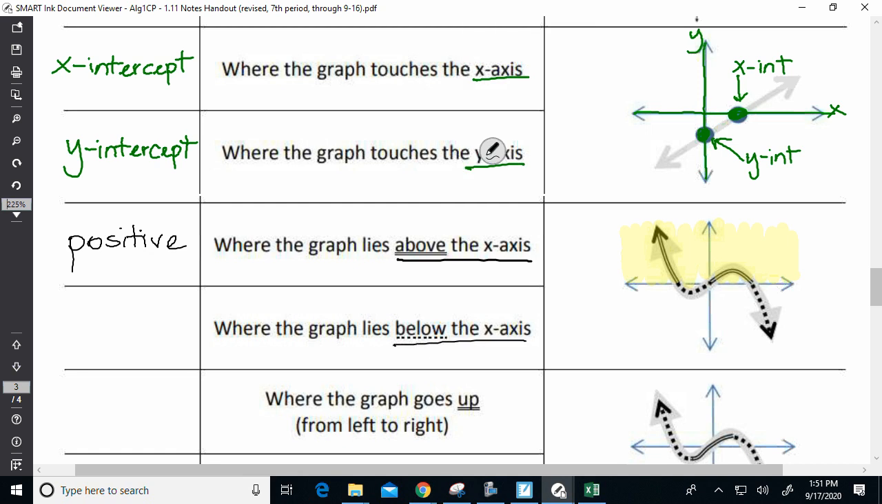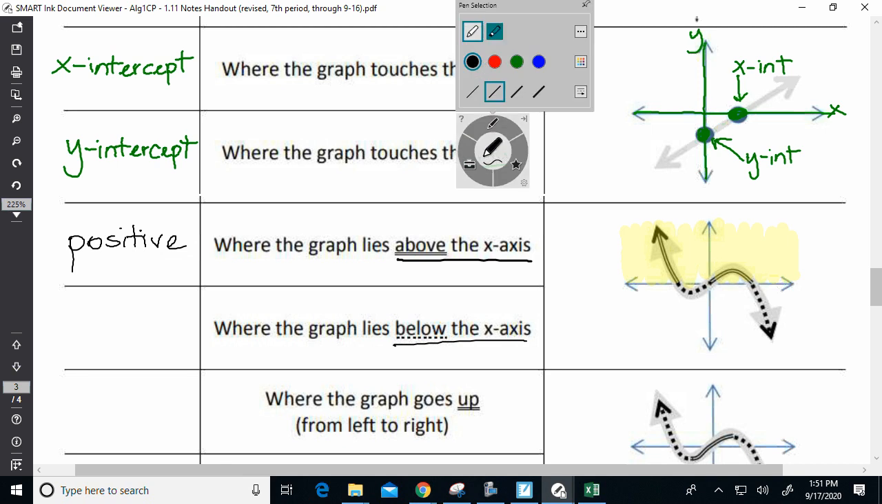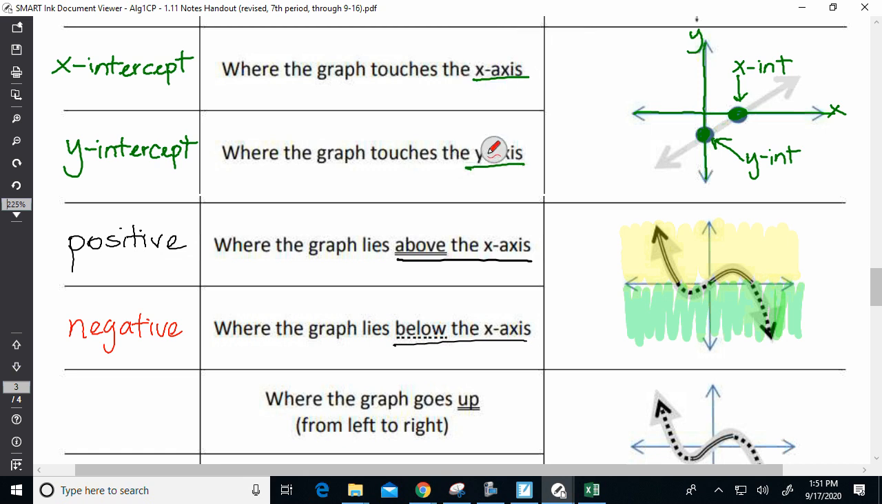If it's below the x-axis, so if it falls below the x-axis, this is the part that I'm shading in green. If it's below the x-axis, it's negative. So that's positive, it's above the x-axis, negative, it's below the x-axis.